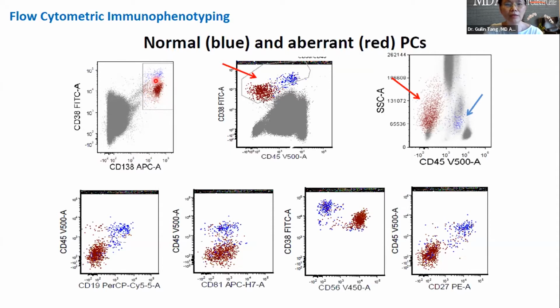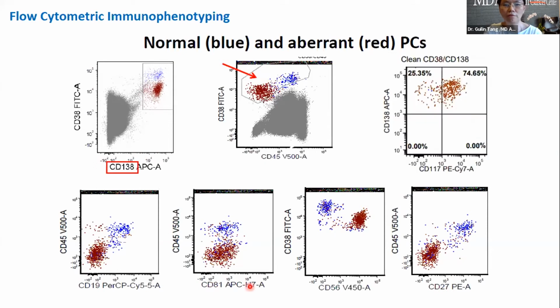The aberrant plasma cells we usually see have very low or negative CD19 expression, so it's in this corner. They usually have CD56 expression, which we should not see on the benign ones. And then, of course, they can have negative CD27 and CD38. We often also use another one, CD117. This is from a different case. This one is also very specific. If you see CD117, you almost can tell this one is neoplastic.